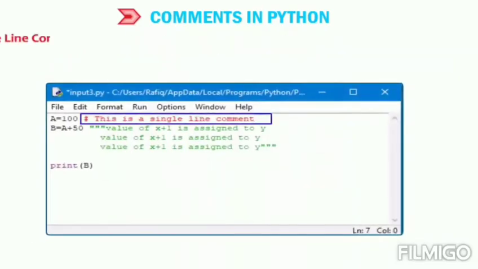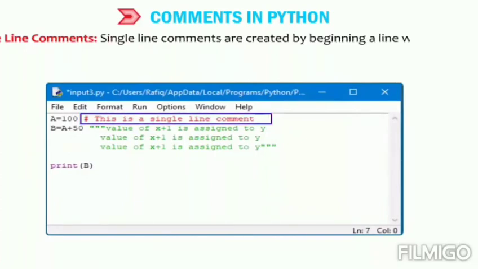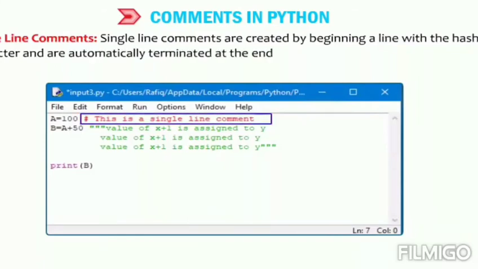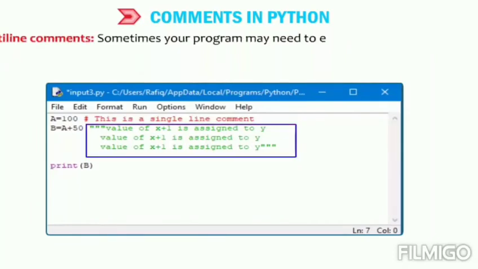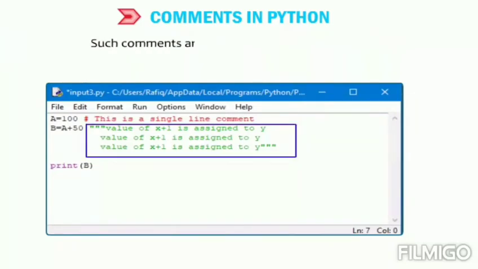Single line comments. Single line comments are created by beginning a line with the hash character and are automatically terminated at the end of the line. Multi-line comments. Sometimes your program may need to explain things in more detail, which may exceed one line. Such comments are called multi-line comments.